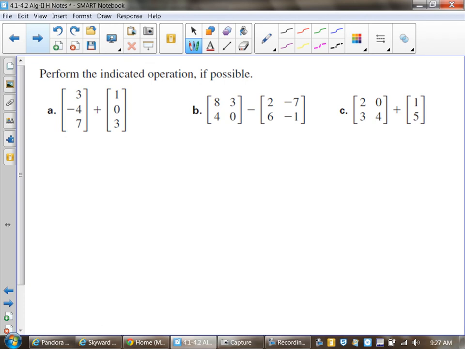Now, in order to be able to add or subtract matrices, they have to be the same dimension. When I'm talking about the dimensions of a matrix, they have to have the same number of rows and columns. For example, in this case, this would be a 3x1 and a 3x1. Can I add them together? Since they have the same dimensions, all you do is match up the entries. So what's 3 plus 1?